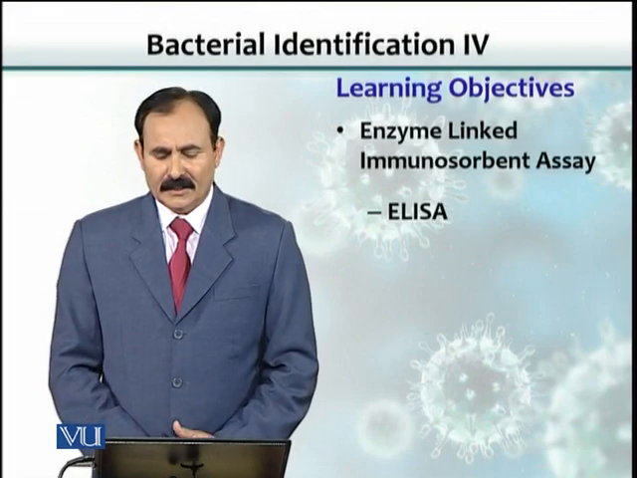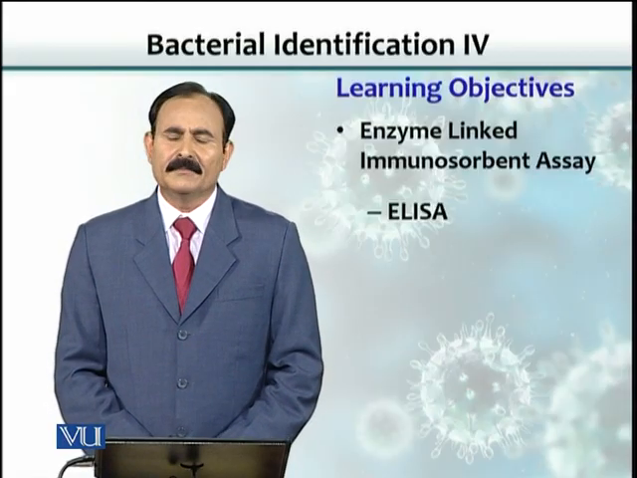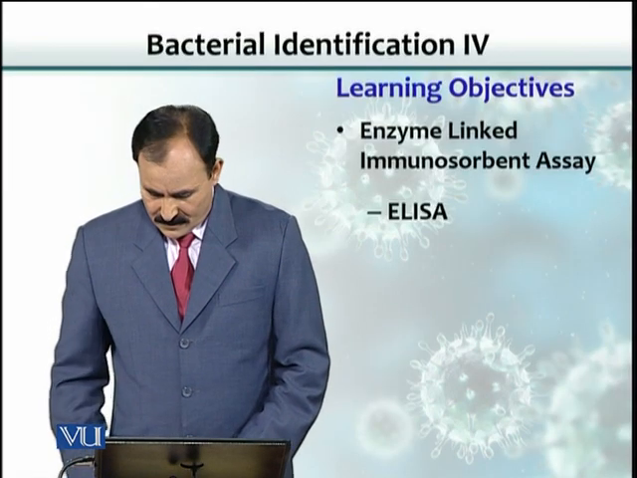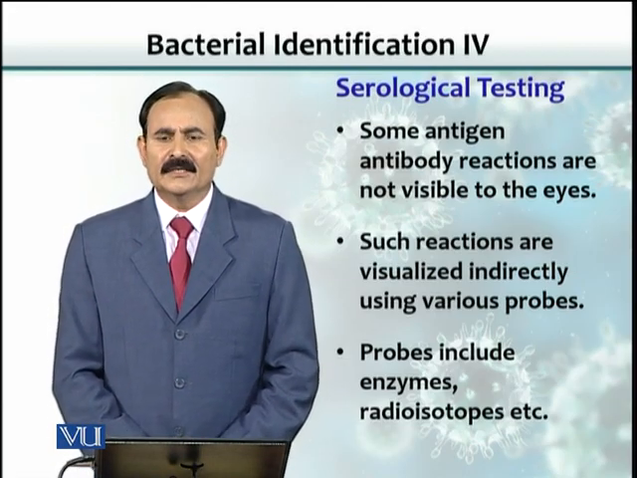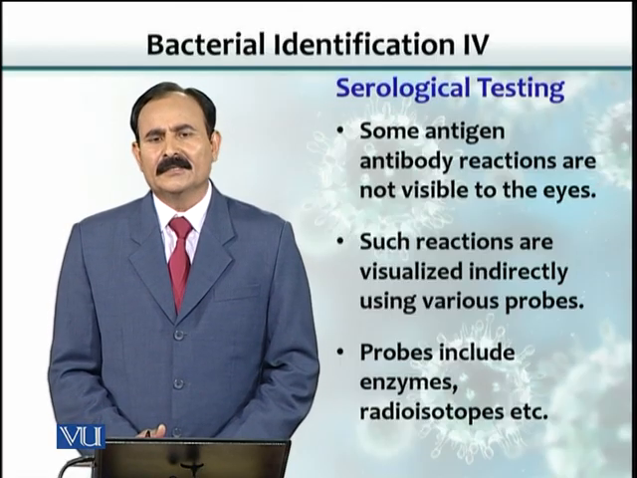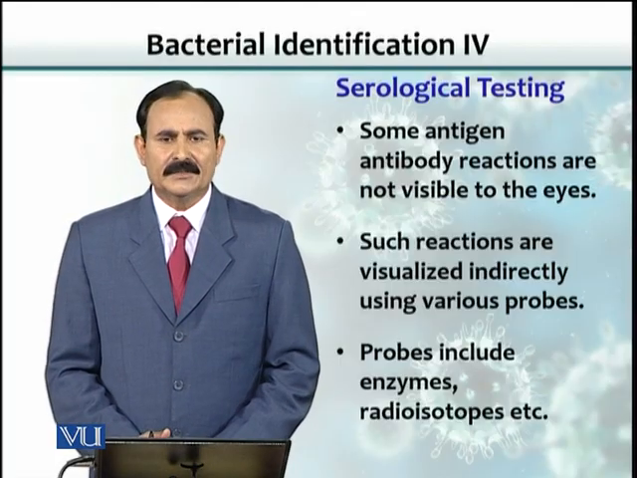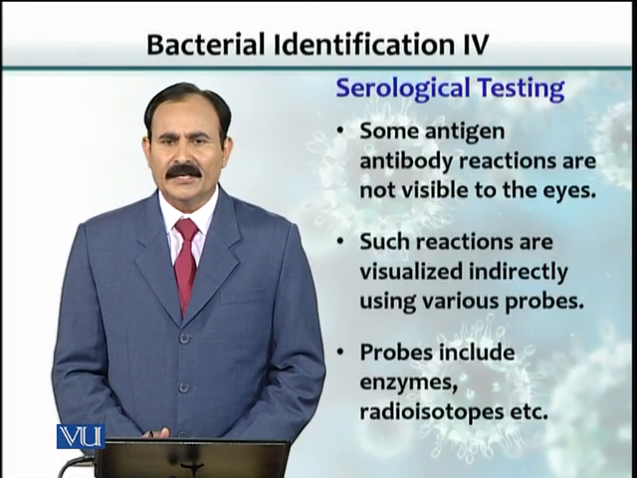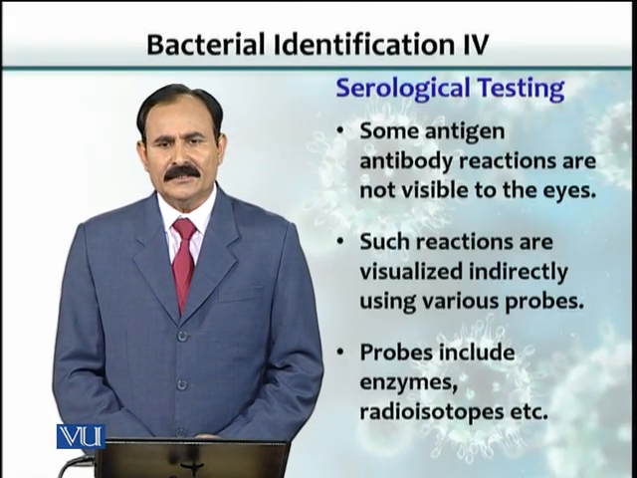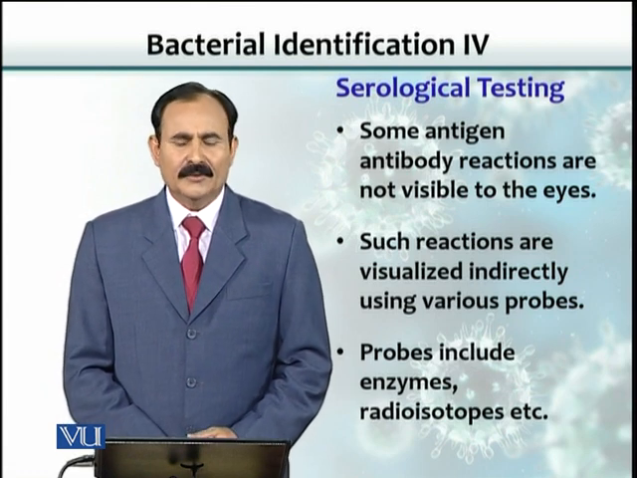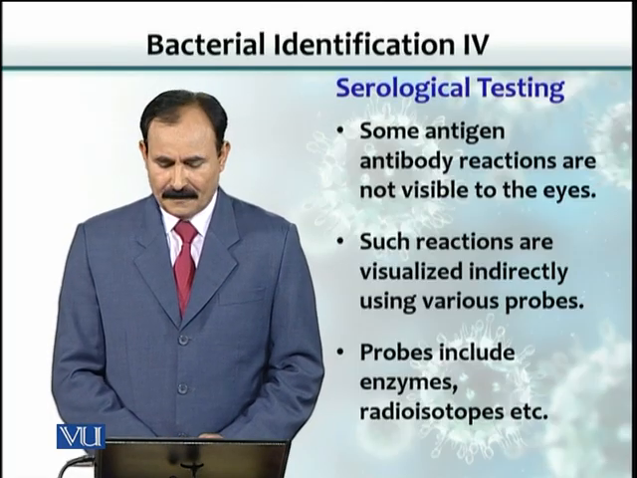Learning objectives include enzyme-linked immunosorbent assay. This is another serological technique used for microbial identification. Some interactions, as we have seen previously, like precipitation and agglutination tests, were visible to the eyes. We could see them with our naked eye. But there are antigen-antibody interactions that are not visible to the eye. So we must devise some other means for looking at them.